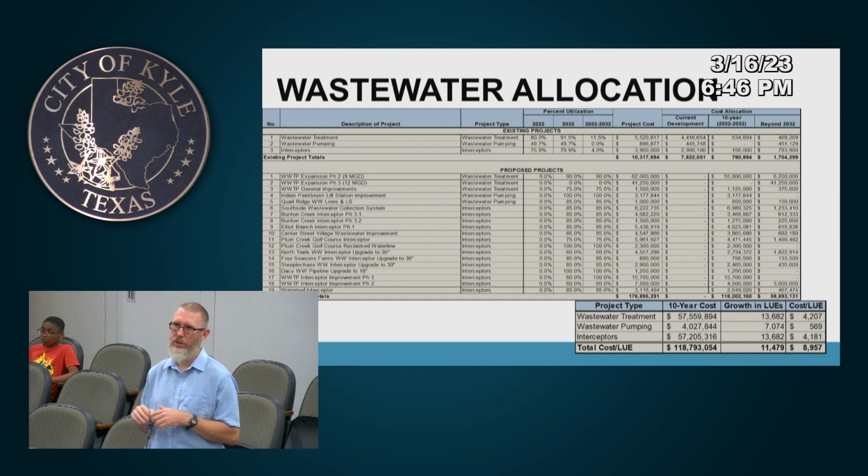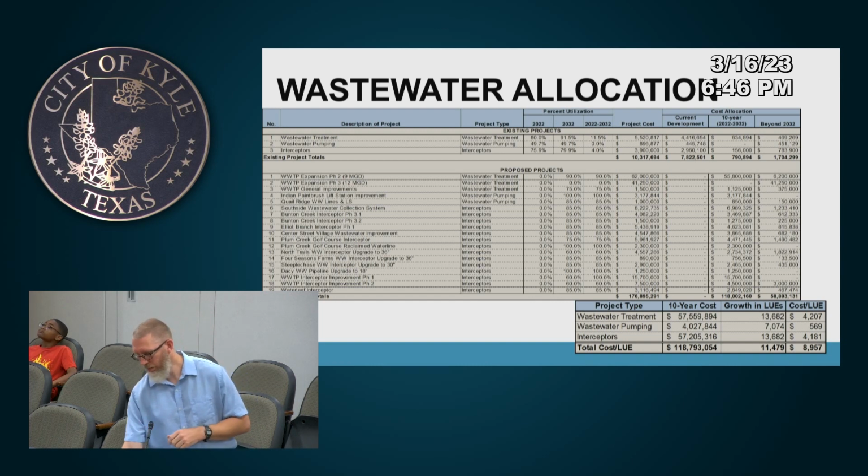So we could split that out between what we think that growth is going to be for the pumped portion of the system where they're utilizing lift stations. So on the wastewater side, we have a total cost per LUE of $8,957 before credits are applied.